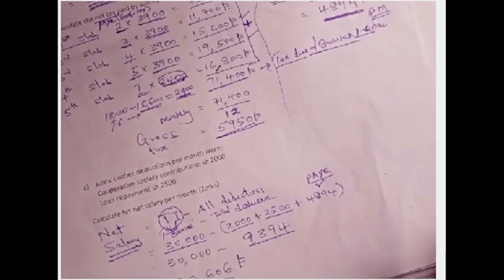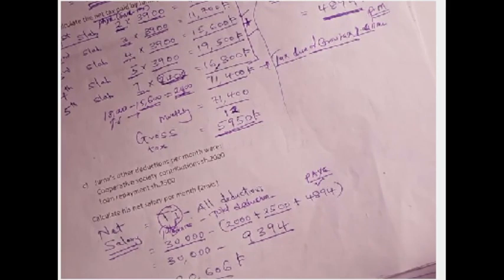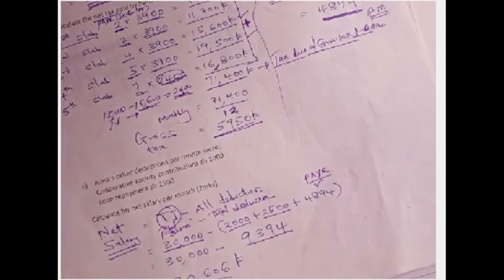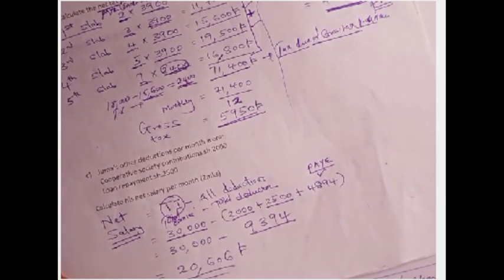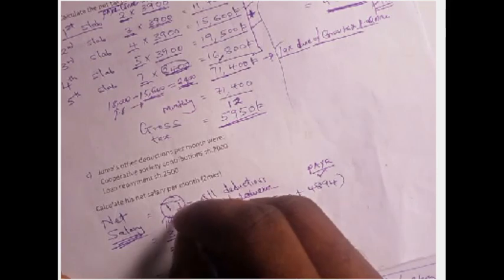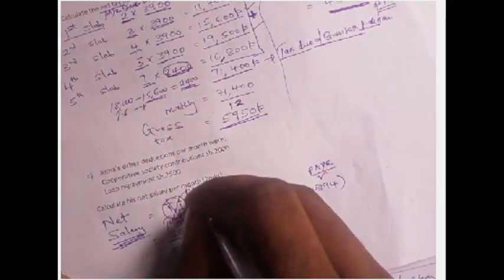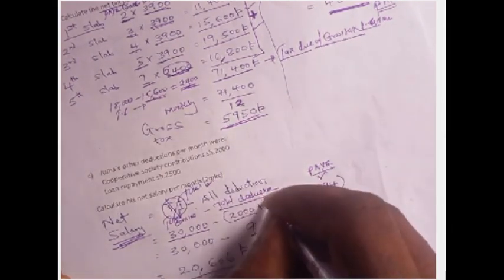Part C: Juma's other deductions per month were cooperative society contribution of 2,000 and loan repayment of 2,500. Calculate his net salary. Net salary is equal to total earnings minus total deductions. Total earnings minus total deductions.